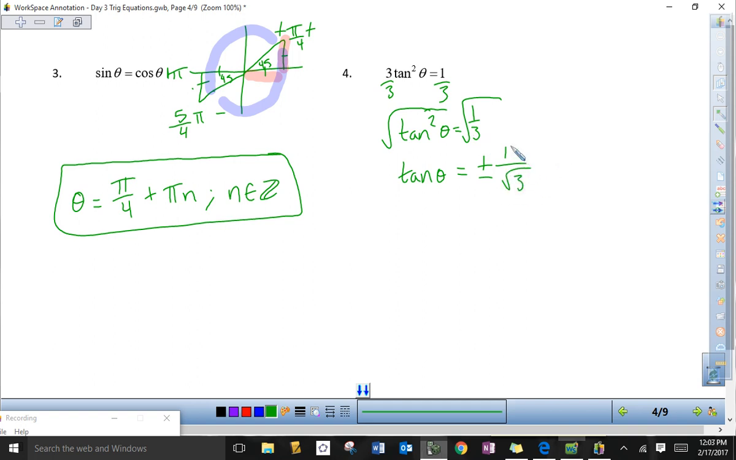Now, I'm going to recommend that you do not rationalize this because it will help us draw our triangle. Okay, the square root of 3 and 1 show up on a 30, 60, 90 triangle. Okay, so I need to figure out what quadrants I could be in. For tangent, we've got plus or minus, so that means I could be in any quadrant I wanted to be.